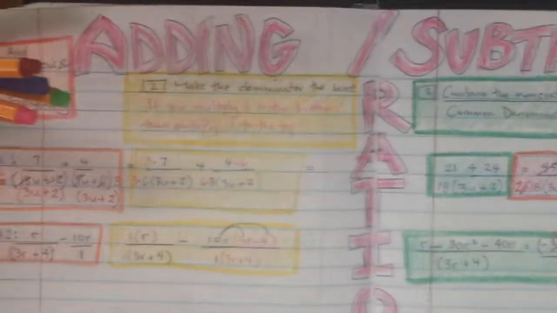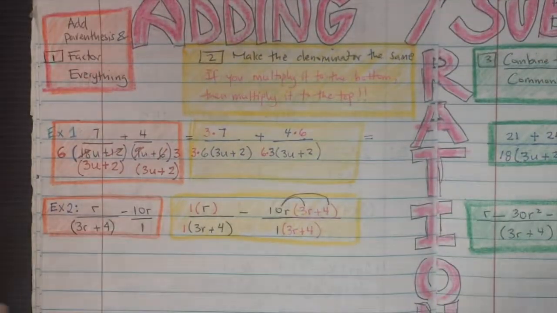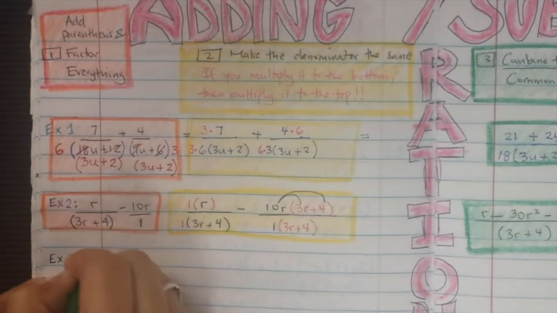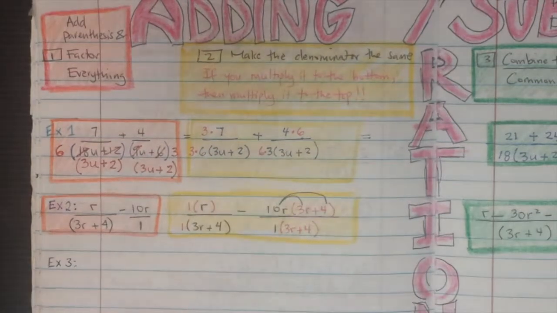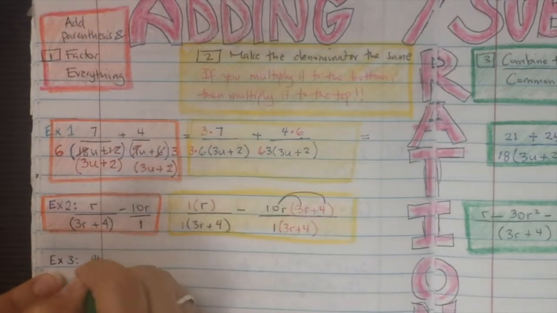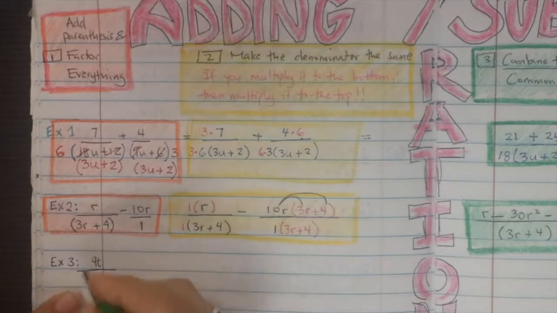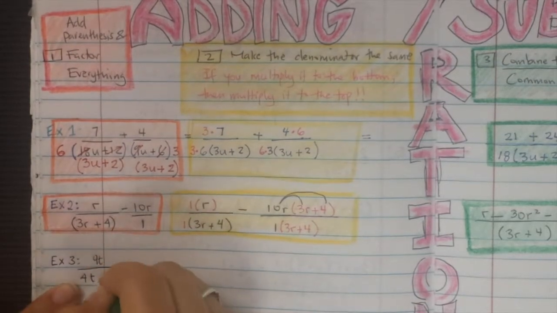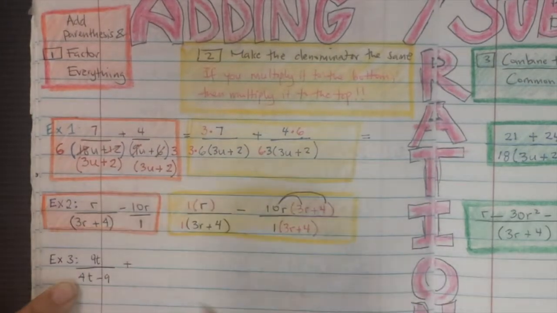Let's take a look at another example on adding and subtracting rational expressions. So this is example 3, and it's going to be 9t over 4t minus 9 plus t over 9 minus 4t.